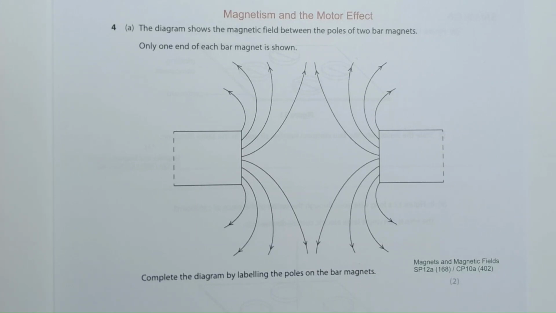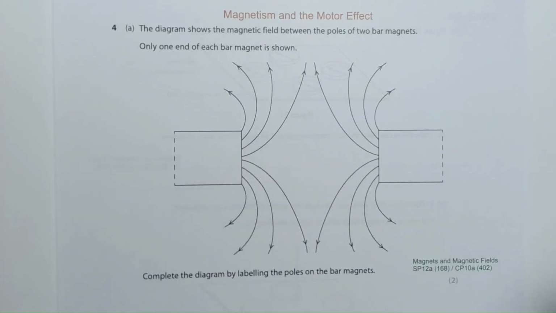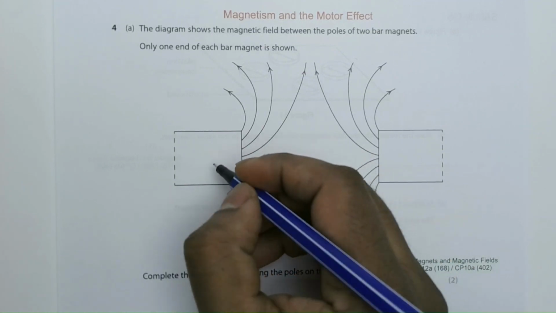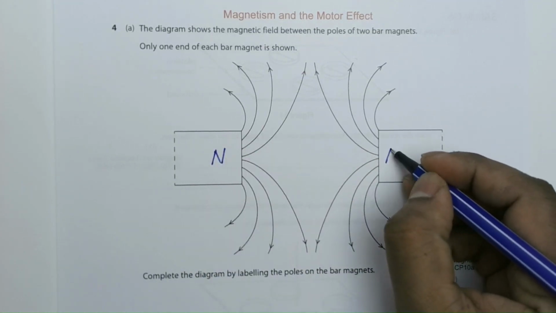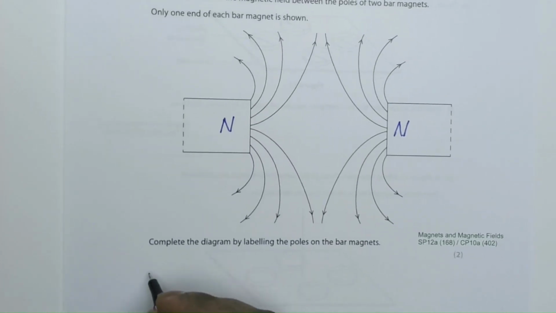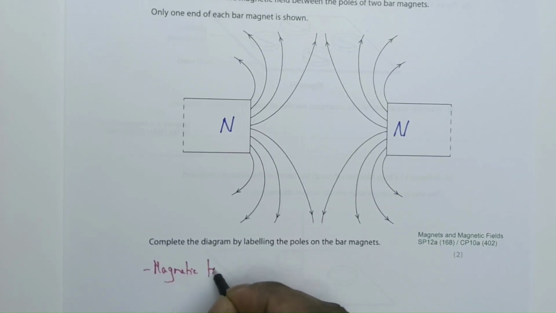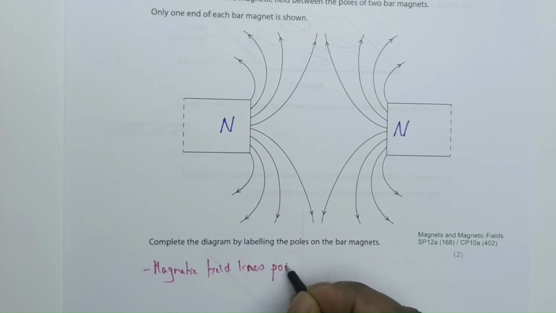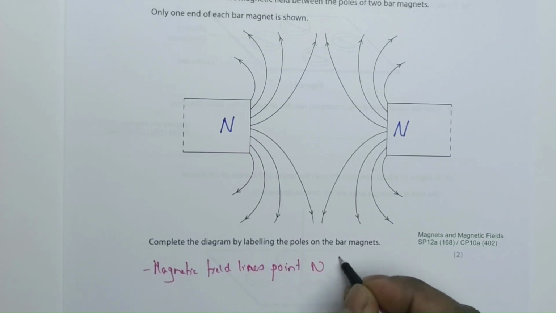So let me go through the reasons for the answer that they are expecting. The answer that they are expecting is for it to be north and north. The reason for this is magnetic field lines have direction. So let me make this as notes below, right? Magnetic field lines point north to south pole.